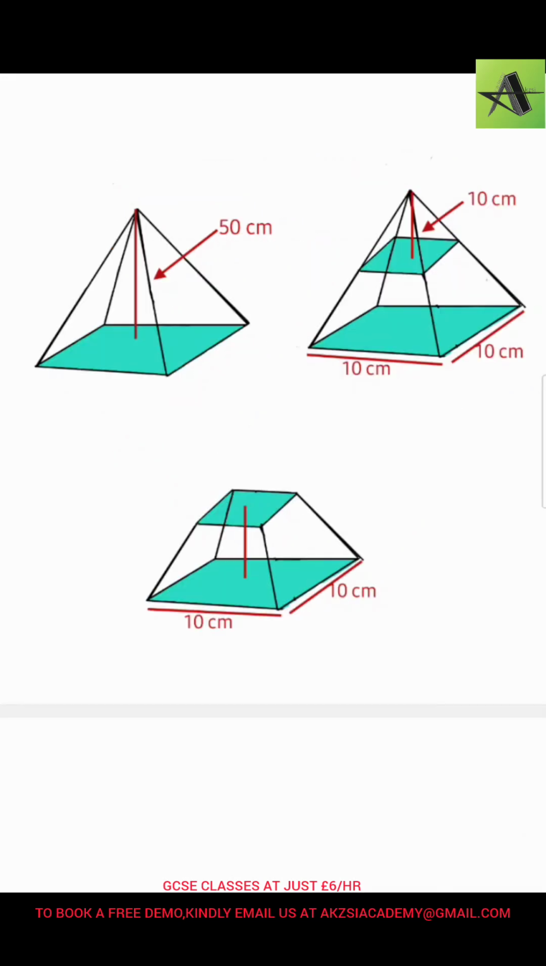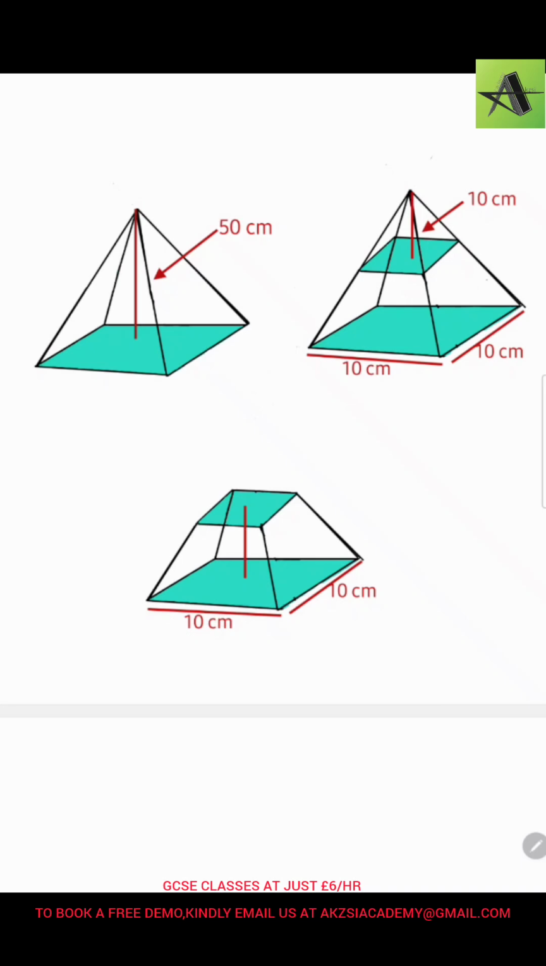Now this one is a little different from the previous one. Previously, don't get confused, they had given the distance between the 2 parallel sides, but here it's not given. Here the height given is the vertical height from the center of the base to the center of the upper surface. In case of the pyramid, it's given as 50, and in case of this one where you have chopped off the upper part, the smaller pyramid has the height 10.